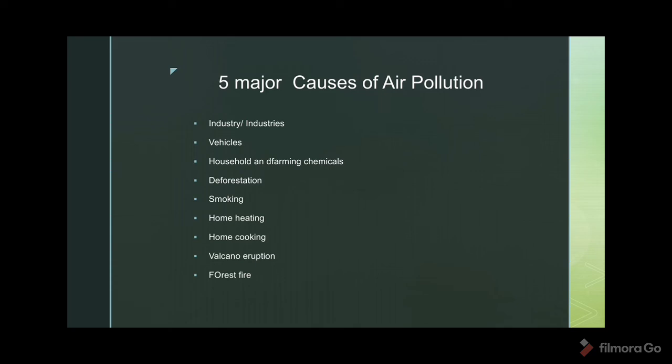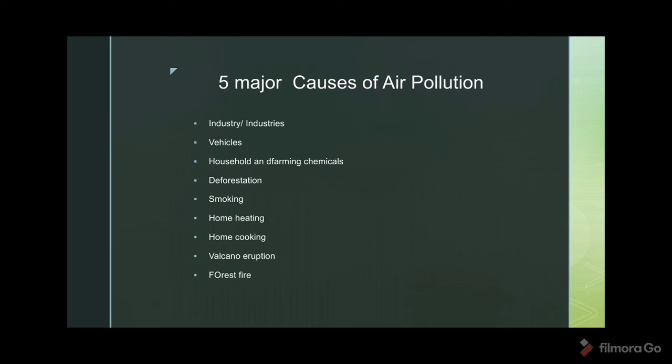So we have also the five major causes of air pollution like industries, vehicles. Actually hindi siya 5, marami pala siya. So we have industries, vehicles, household and farming chemicals, deforestation, smoking, home heating, then home cooking, then volcano eruption, then forest fire. So yung industries, ito yung mga factory na kung saan yung mga usok nila is nagaga-evaporate yan sila sa atmospheres.